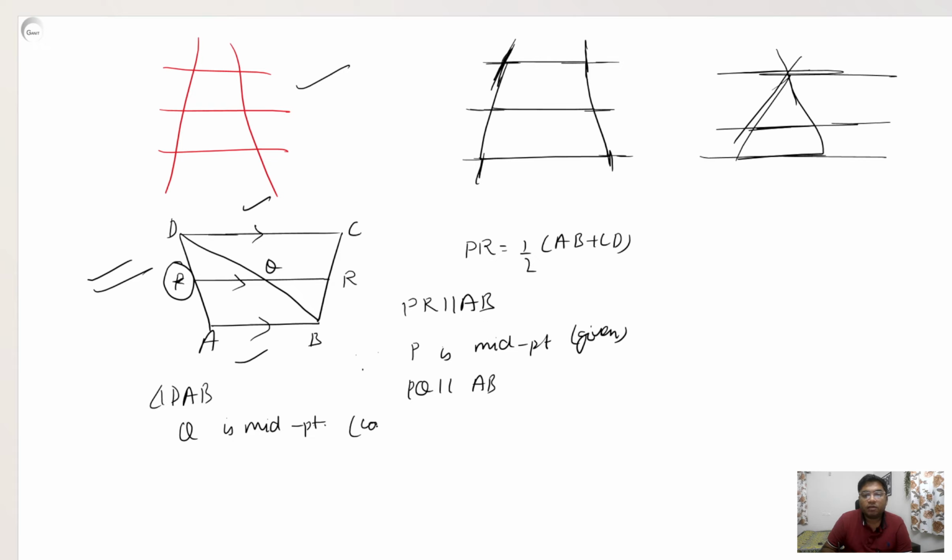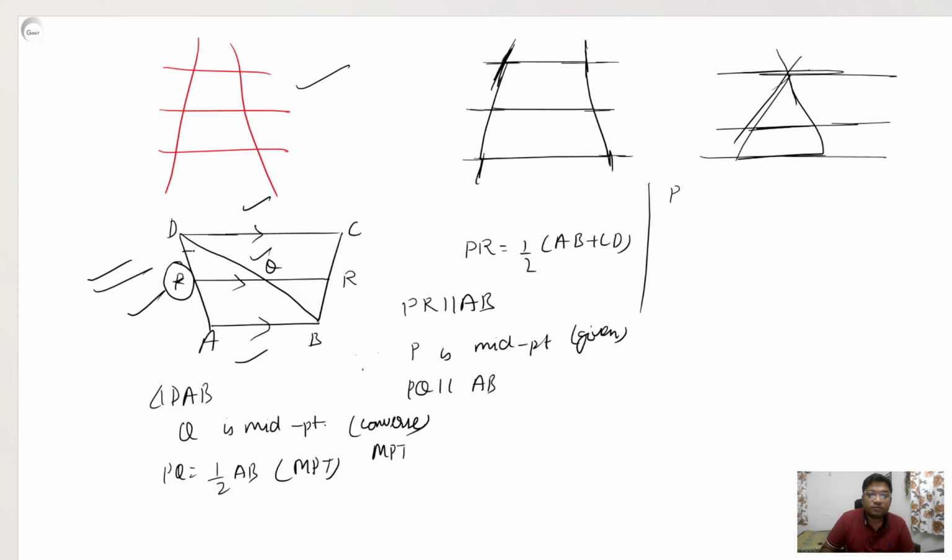How? By converse of midpoint theorem. Okay, converse of MPT. Now if you solve this further, I have found PQ. So when Q becomes the midpoint, can we say that PQ is half of AB? How? By MPT. When I have P and Q both as midpoints and PQ is parallel to AB, obviously PQ is half of AB. So till now what I have is PQ is half of AB.